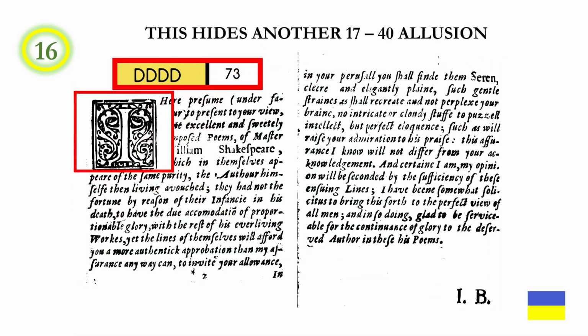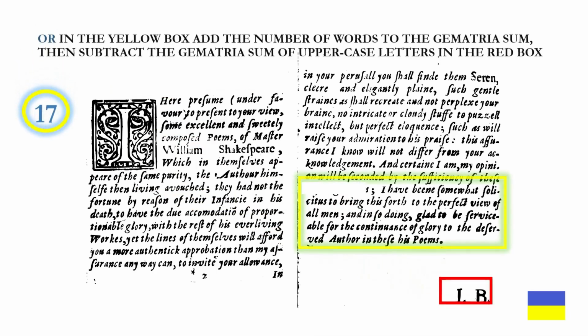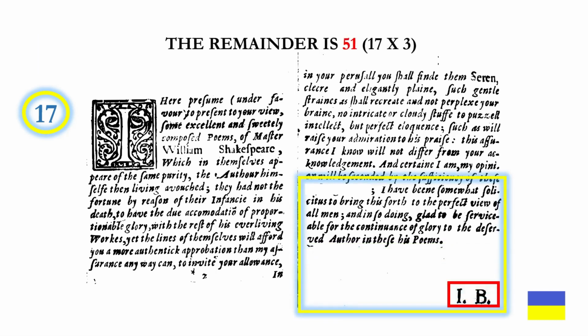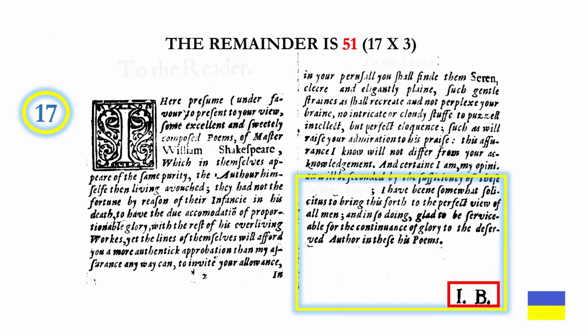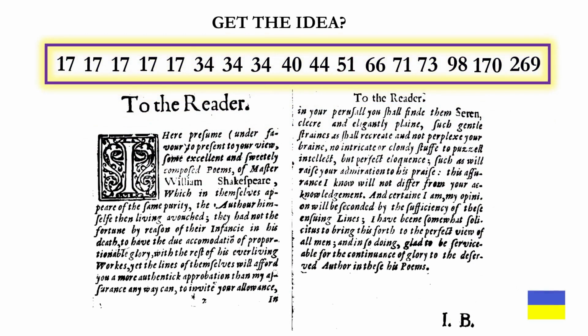As we can see, this hides another 1740 illusion in that there are 17 italic lowercase letters surrounding the decorative Roman I. Or, in the yellow box, add the number of words to the gematria sum. Then subtract the gematria sum of uppercase letters in the red box, the I and the B. The remainder is 51, or 17 times 3. Get the idea?